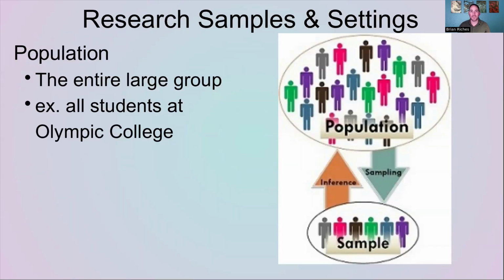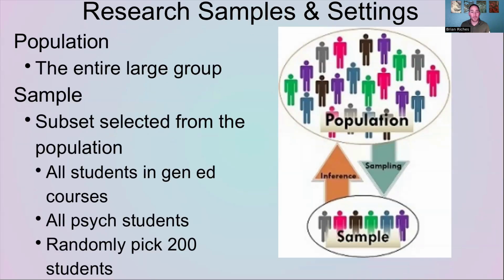So a population is the entire group of people that you're interested in. So we might say all the students at Olympic College, that is a population. The population of the students of Olympic College is every single student that's in Olympic College. You could also say all students in a gen ed course. So that would be a subset of that population.